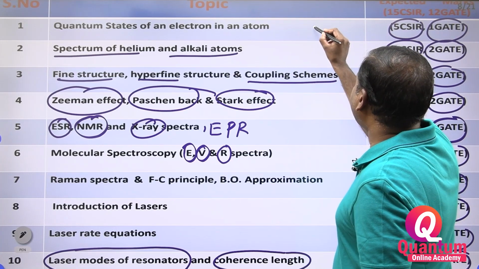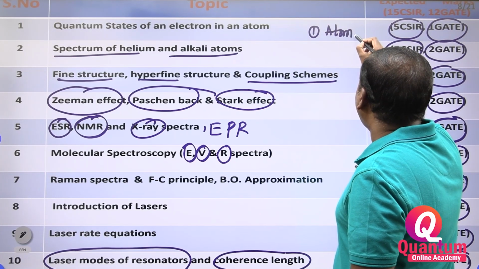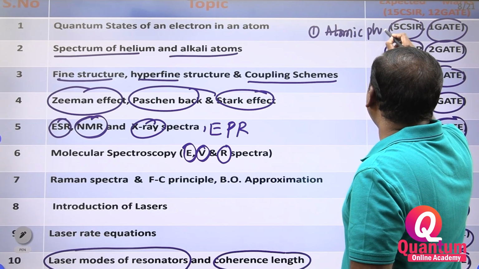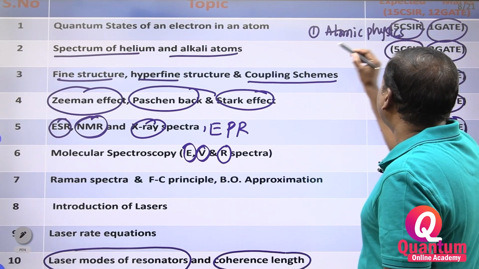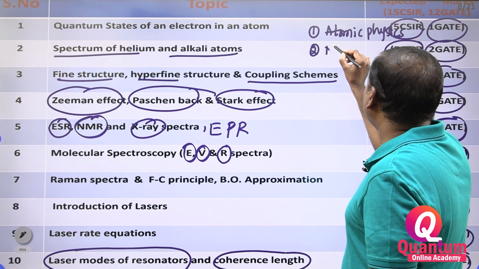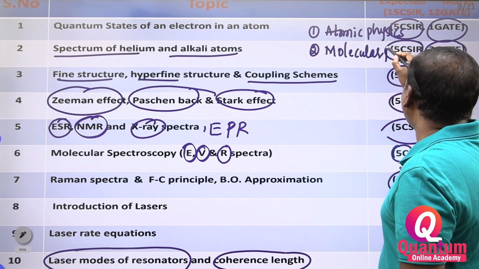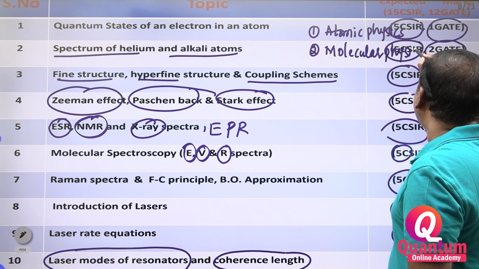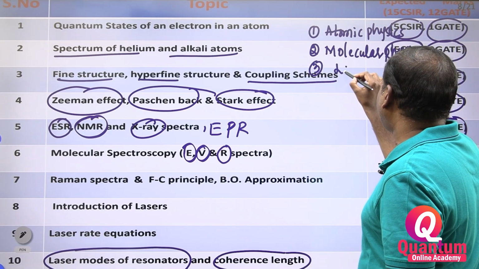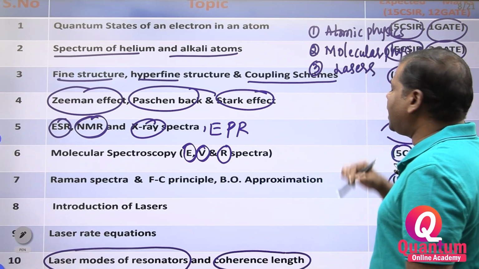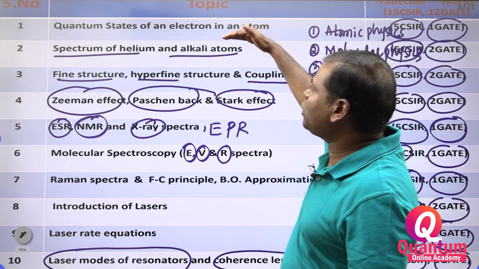Total 3 areas are there. One area is atomic physics, where the content is more. Another area is molecular physics. The third area is optical physics, that is the laser part. In optical physics, the entire thing is not there, only the laser part is there. I segregated it, you have to see.